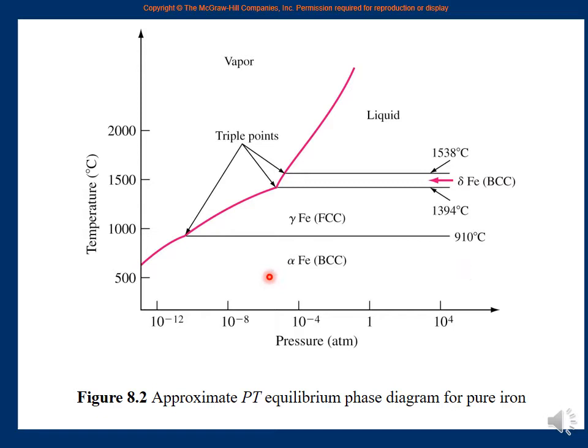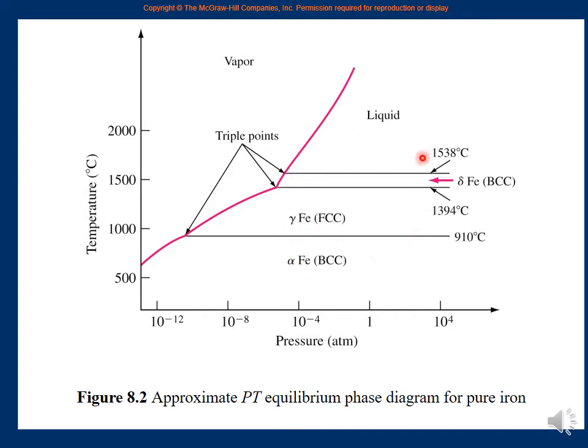Now we have told you that alpha is a BCC phase, body-centered cubic, and gamma is a face-centered FCC, and delta is another type of BCC. It is also body-centered cubic, but with a different size of the crystal, right? And the temperatures are here.